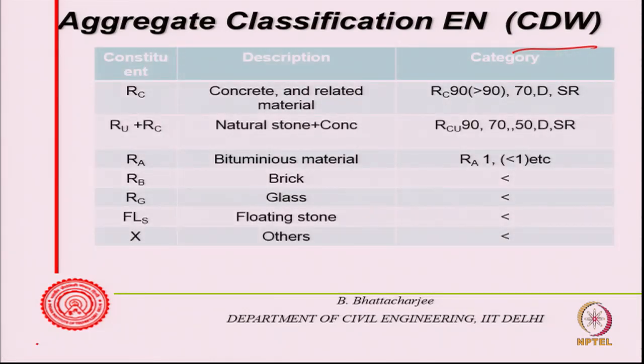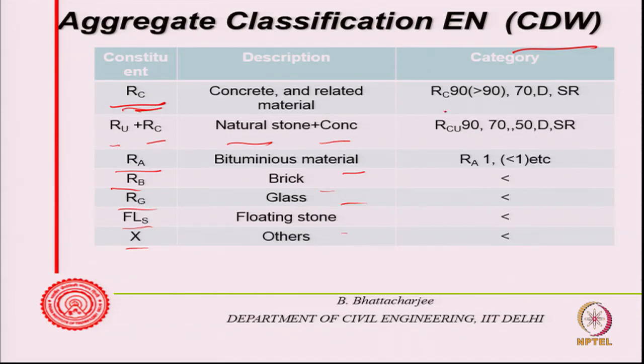The European code, construction and demolition waste, they classify it with certain nomenclature. For example, they call it RC, right? That is coming from construction material, basically concrete and related material. RU and RC, natural stone plus concrete, right? Then RA stands for bituminous material, if there is bituminous material in it. RB is brick, RG is glass, FLS floating stone, X others. So this is the kind of classification or nomenclature the European code uses.